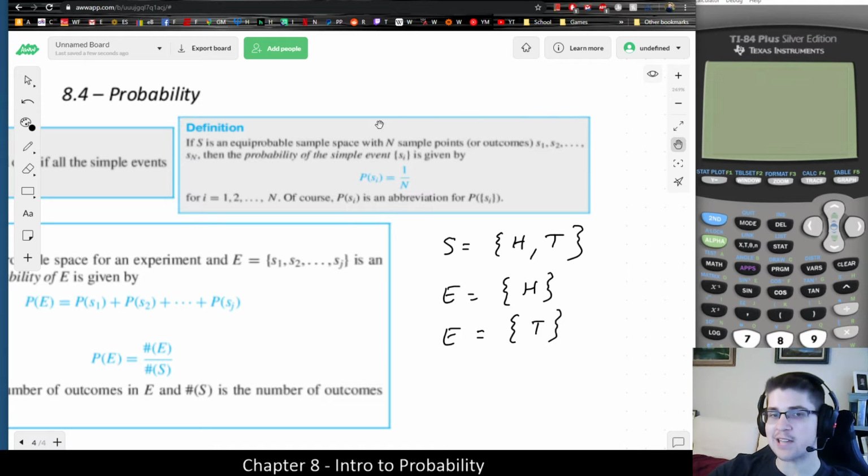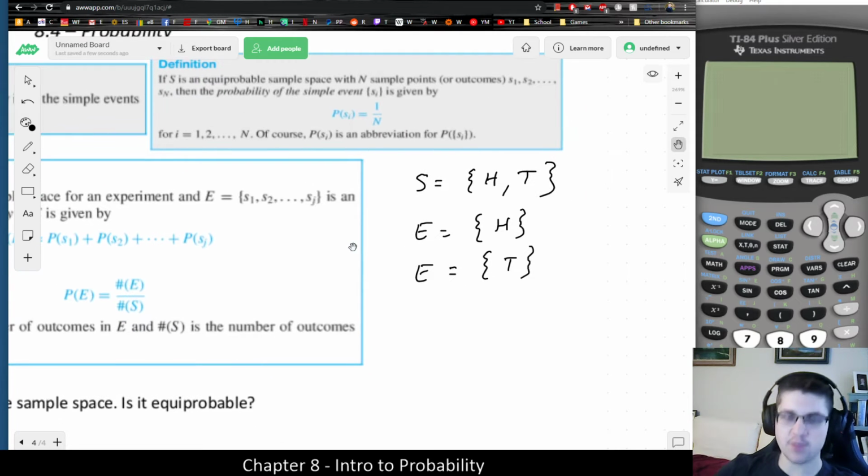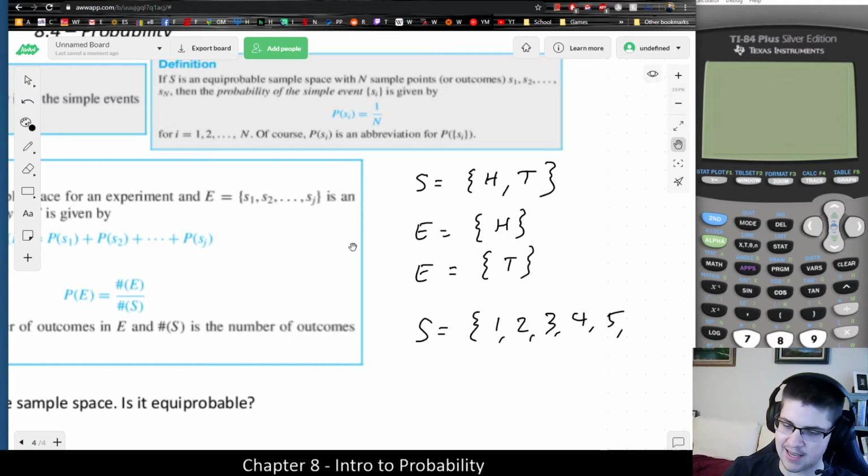And again, assuming it's equiprobable, that always gives me the assumption that it's always 1 divided by the number of outcomes. Or say, for example, in a dice roll, a sample space of 1, 2, 3, a standard die of 6 sides, not all dice have 6 sides, dice come in all sorts of sides if you didn't know.